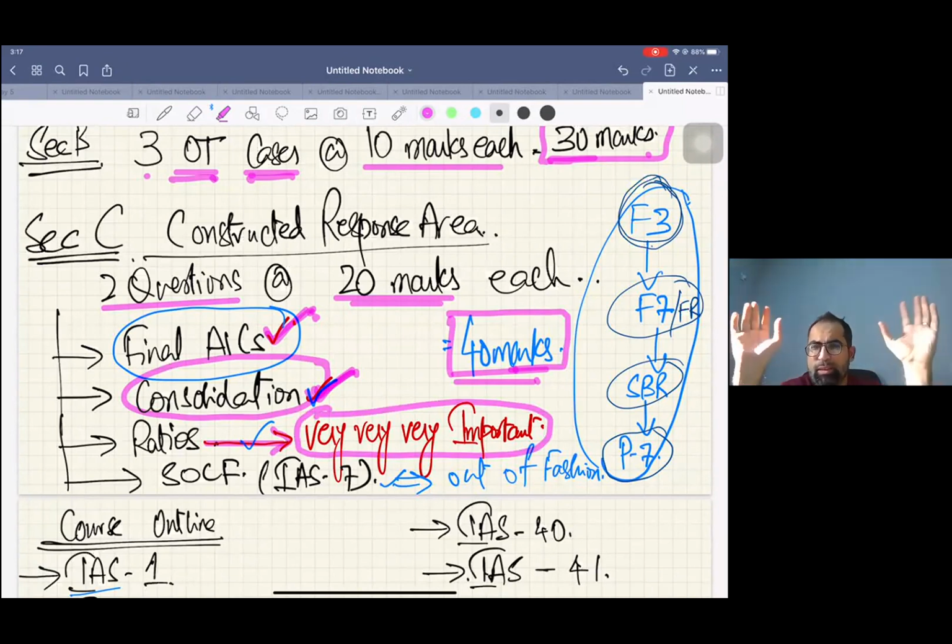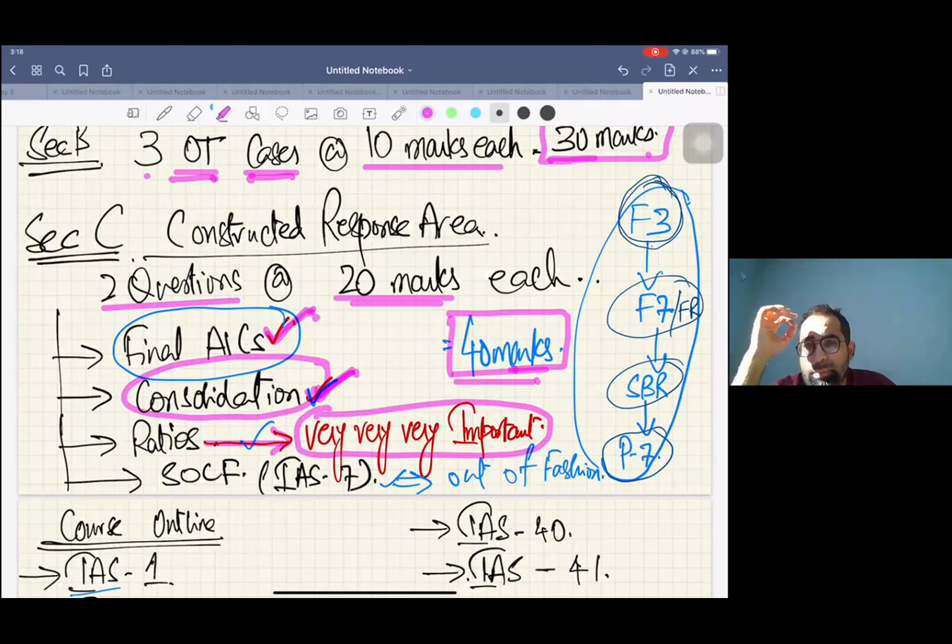Now many students think that we have already done ratios in our A levels or O levels. Even you have done ratios in F3 and F2. Even those who have done the performance management paper, there are ratios as well. So people think that we have already studied this area, but the answer is no. Here the ratios are different. F7 level ratios are a little bit advanced and they are different.